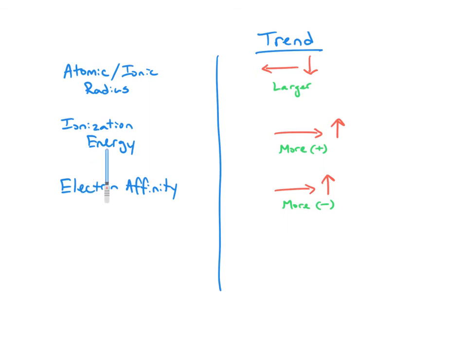Ionization energy, on the other hand, increases or is more positive as you move to the right or move up on the periodic table. Again, this is just the trend, this is not the why. Finally, electron affinity is more negative as you move to the right and more negative as you move up. Again, the reasons why are not listed, this is just the trend.